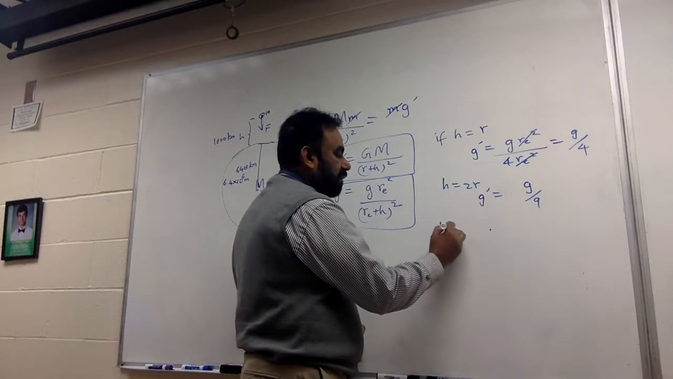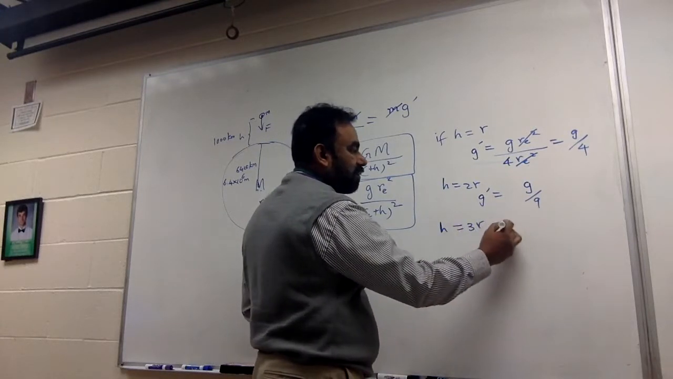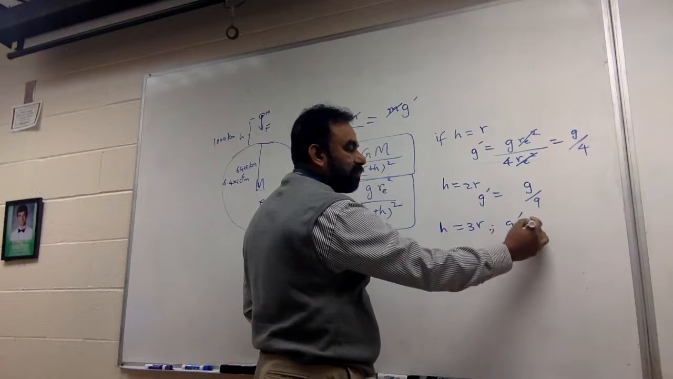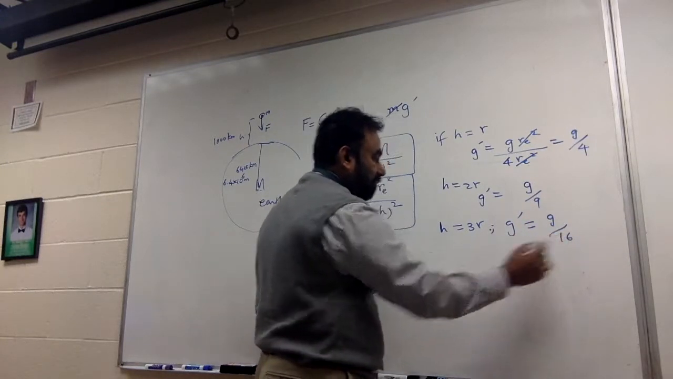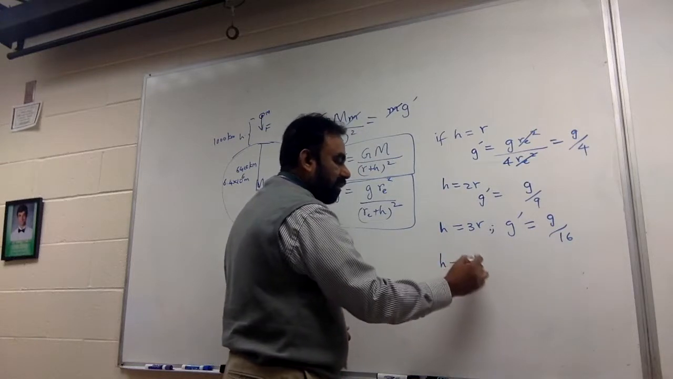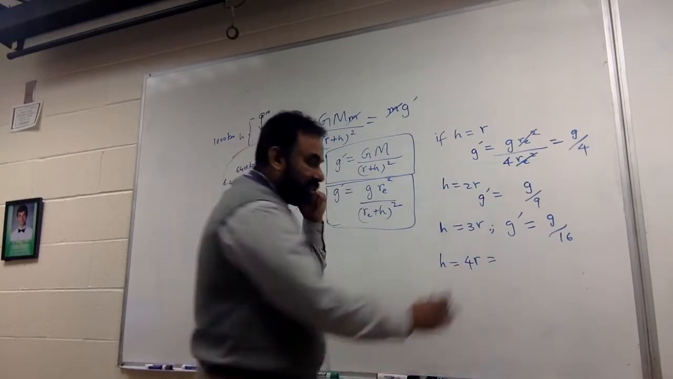Now, what if the height is 3R? g prime will be g over 16. What if the height is equal to 4R? Just 4 times the radius of the Earth.